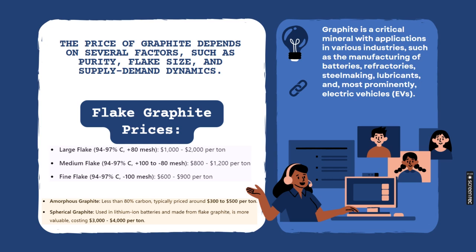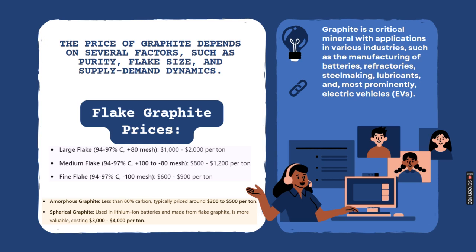There are several applications. So the cost of graphite is mostly dependent upon the purity and flake size, as I have mentioned earlier. Large flake mostly comprises 94 to 97% total graphitic carbon and more than 80 mesh size. I think you must be knowing what mesh size is. Per inch, how many holes are there? That number of holes is indicative of the size of the flake.